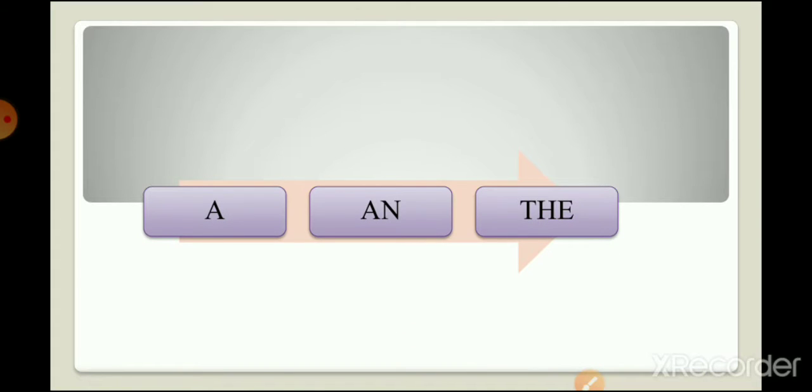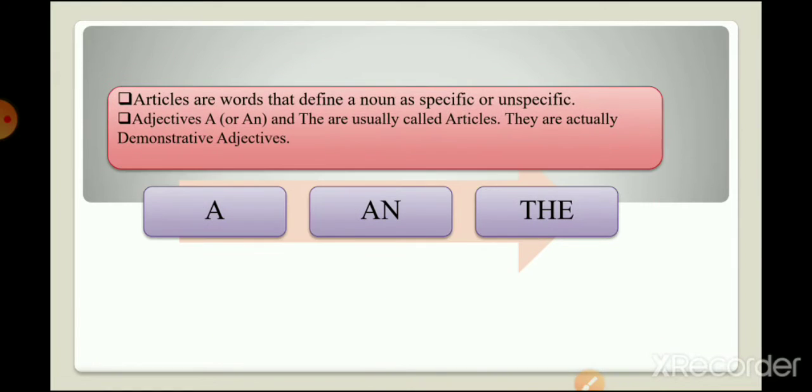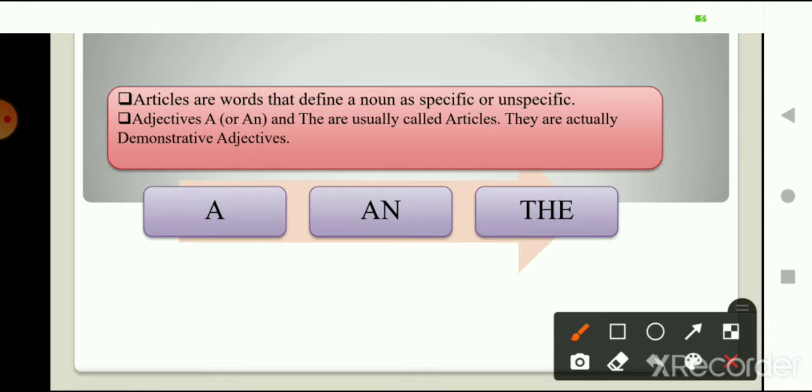Generally, we all know that a, an, and the are the articles, okay? And what are these articles? What is the work of an article? Articles are words that define a noun as specific or unspecific. Okay, so articles help us to do what? They help us to define a noun as a specific noun or as an unspecific noun.